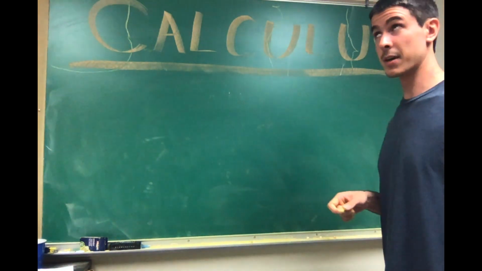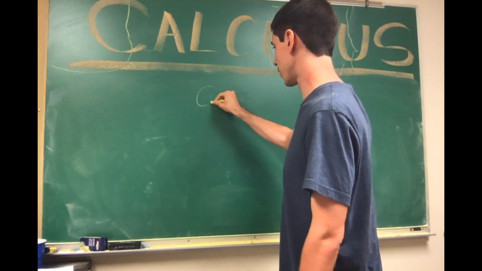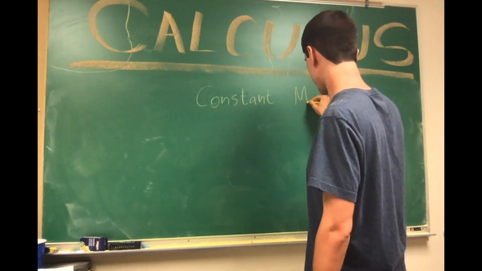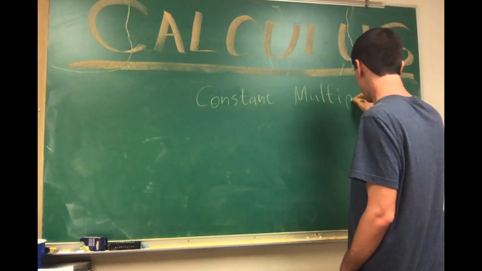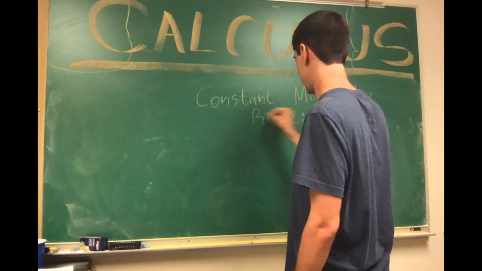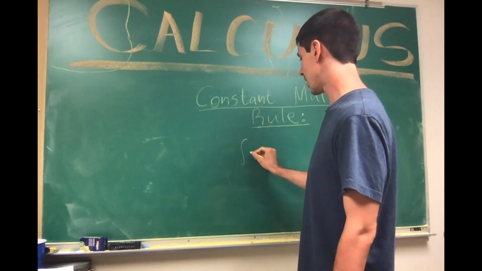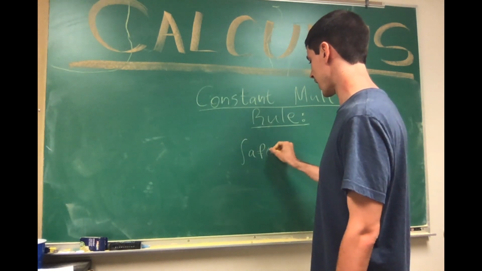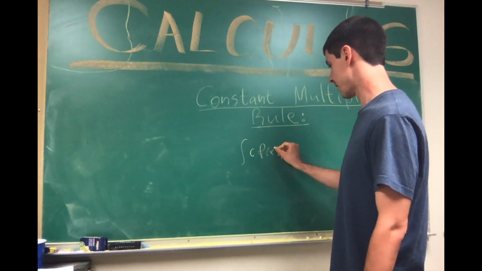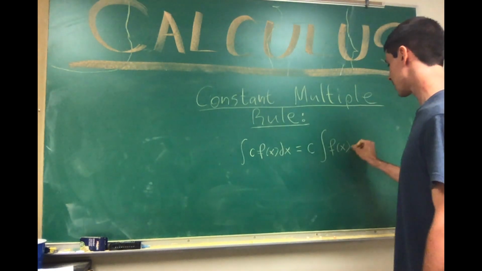Or it's pretty straightforward algebraically, I think. I guess maybe it depends how you think geometrically, but constant multiple rule. So the integral of a f of x, I've been using a for the bounds, let's call it c. The integral of c times f of x dx equals c times the integral of f of x dx.